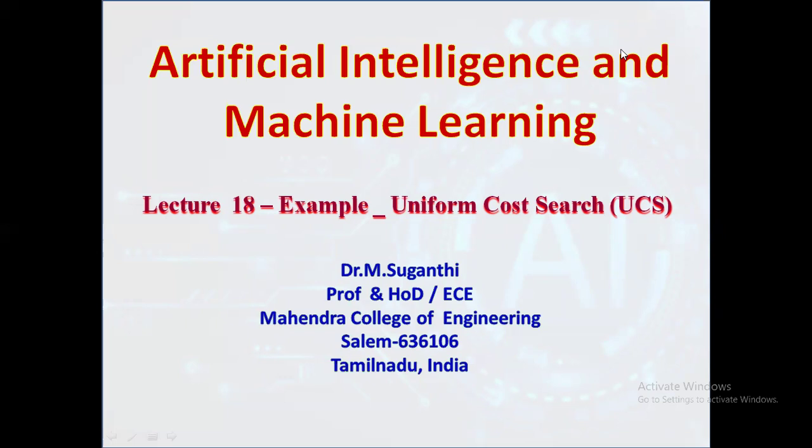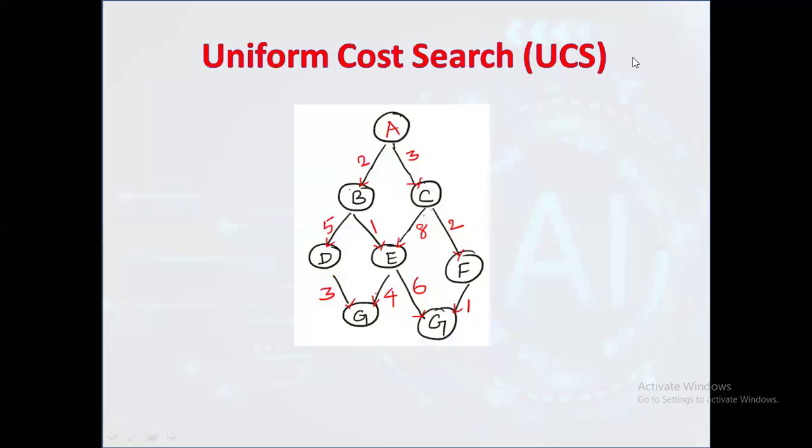Uniform cost search, we are shortly calling it UCS. The uniform cost search is an optimal search algorithm that expands nodes with the least cumulative path cost first. It ensures that the first time it reaches a goal node, it does so with the least possible cost. And now we'll see the step-by-step procedure for this.